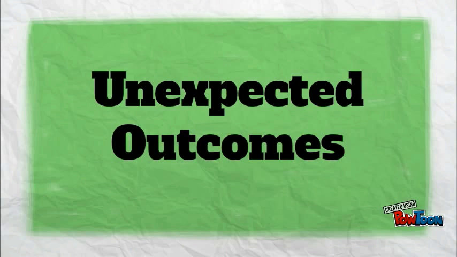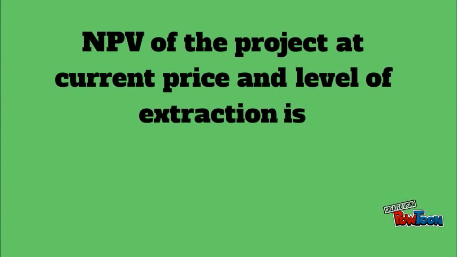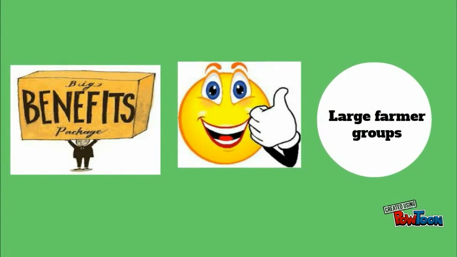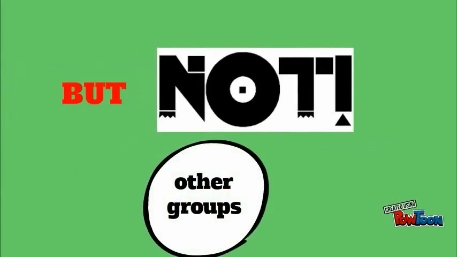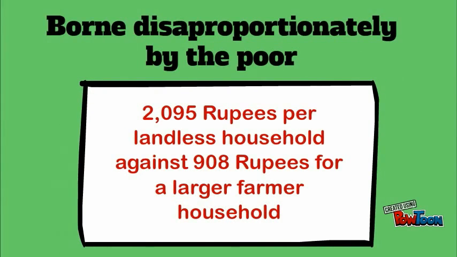However, the SCBA also showed the following unexpected outcomes. Net present value of the project at current price and level of extraction is negative. The benefits become positive only for large farmer groups in the long run, but all other groups face a net loss. The present value of protection costs of JFM are borne disproportionately by the poor.